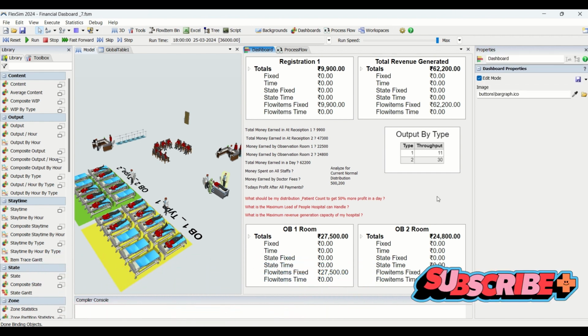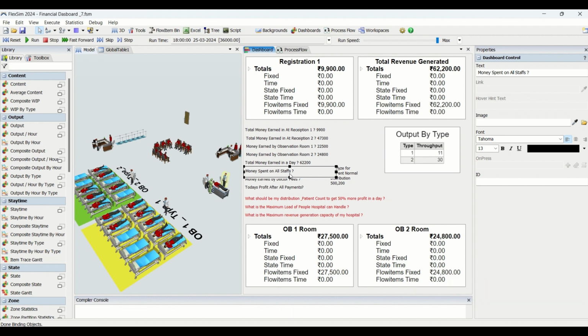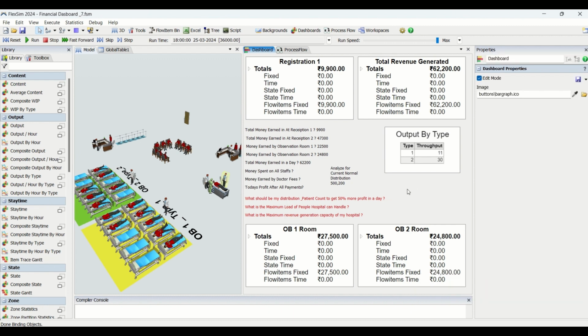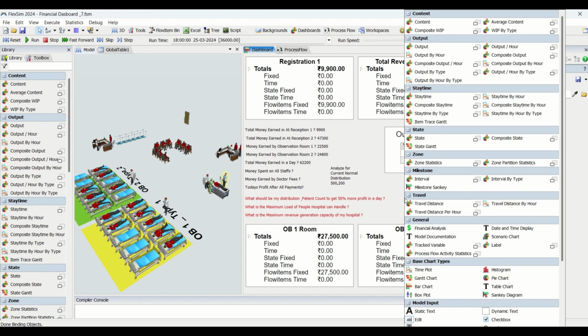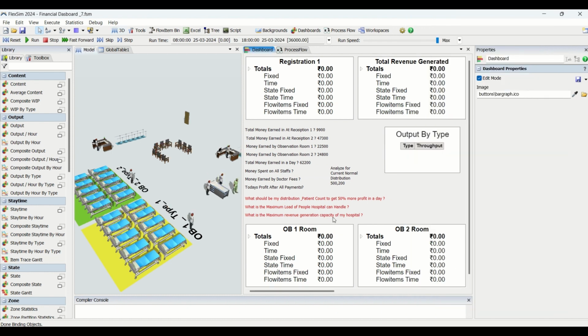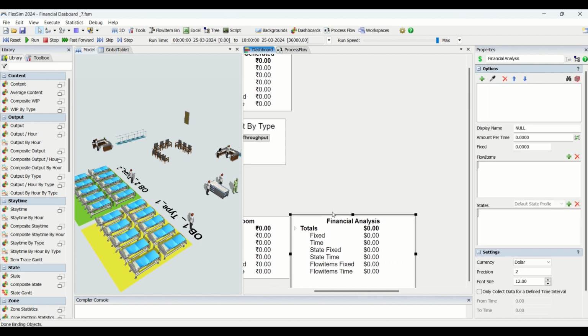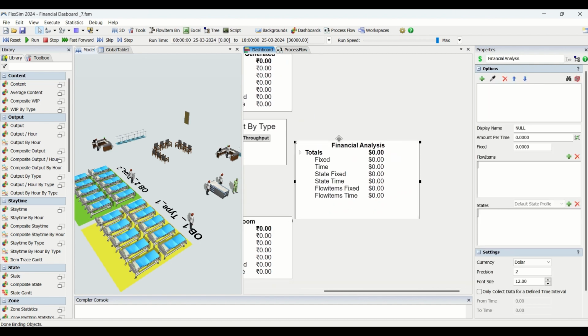Okay, so now what we are going to do is, let us say that staff is paid a fixed amount of money every day, for 10 hours of working. So let us take a new financial dashboard. Okay, let us reset this, and we have a new financial analysis dashboard here.